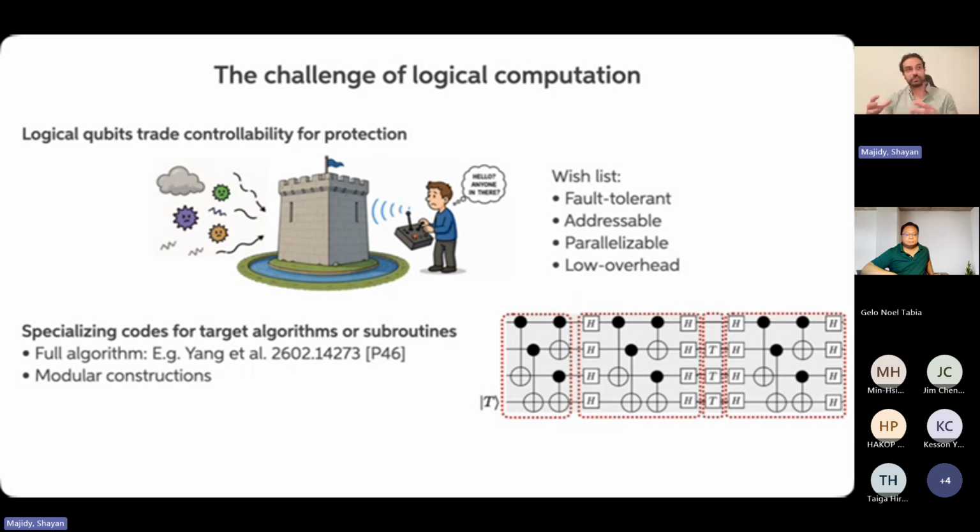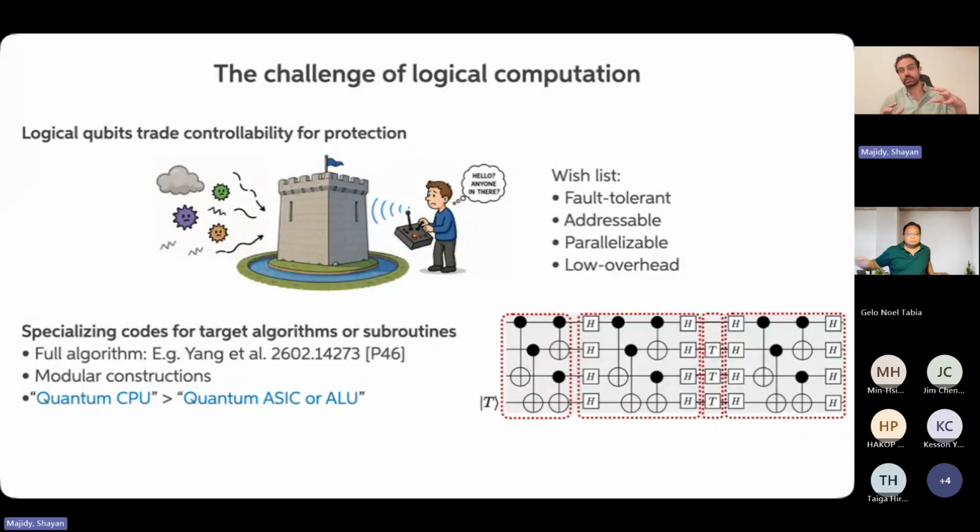And you can play with this idea in different ways. One way is to just make your whole code block very efficient for a particular algorithm. You could also do this in modular ways, where you have multiple different codes that are specialized for different tasks. But however you do it, the idea here is to shift from a quantum CPU perspective on computing to specialized devices like a quantum ASIC or quantum ALU.